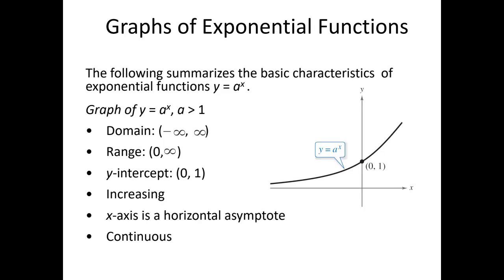Okay, so let's see what this graph looks like. If we were to graph it, then the graph is going to be a little curve like this. And so here it's important to see that a has to be greater than 1. The domain is negative infinity to positive infinity. The range is 0 to infinity. And the y-intercept is (0, 1). Okay, so this graph is increasing, and it also has a horizontal asymptote at y equals 0. Okay, so our graph is continuous.